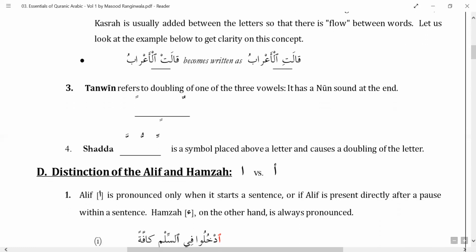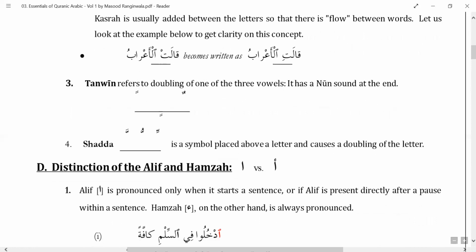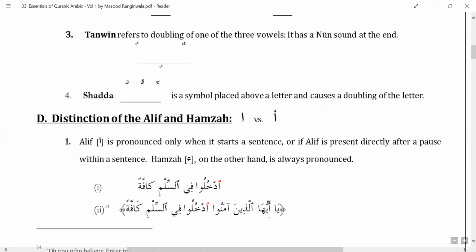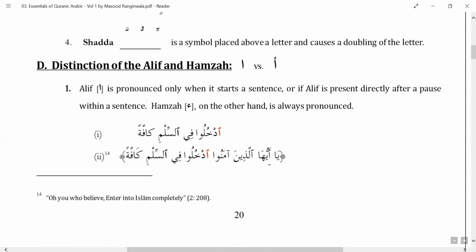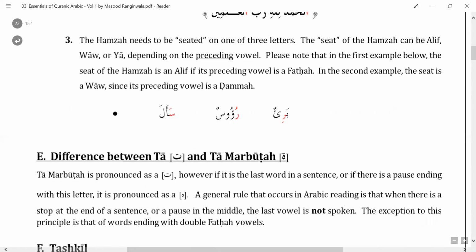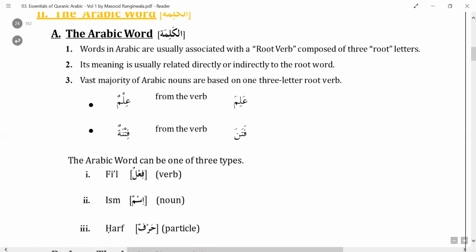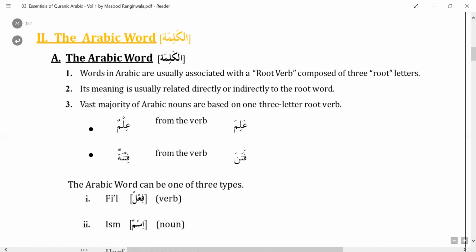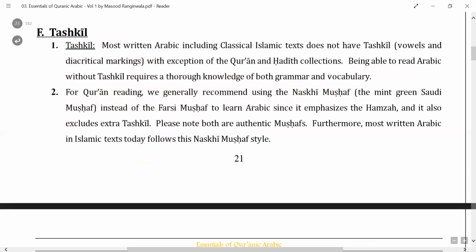Now here, there is something which we left out. You remember I said qalatil a'rabu. Here there was one alif with the head of sad. That is what we'll be doing here. And also the part where I told you the alif and hamza are completely different alphabets. Inshallah, after this topic, I will end with this ta marbuta. The next class we will start from here, the Arabic word. So I will complete till there.